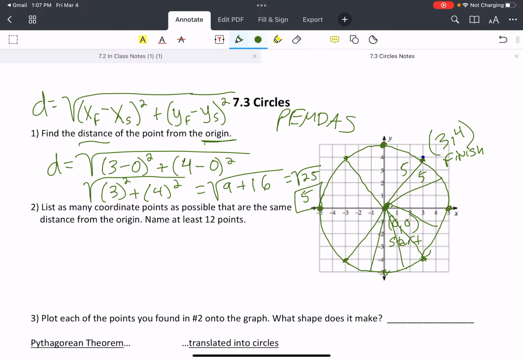Okay, so remember from last time? So here, this is X finish minus X start. So this is my start point, this is my finish point. 4 minus 1. So that's the X. That makes sense?